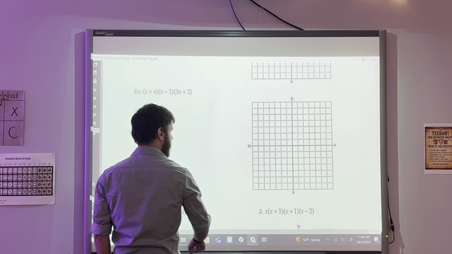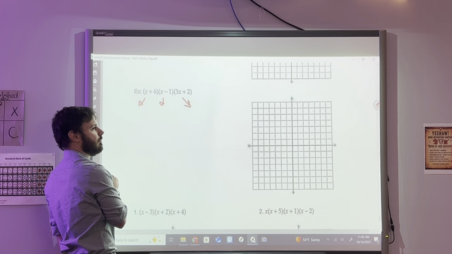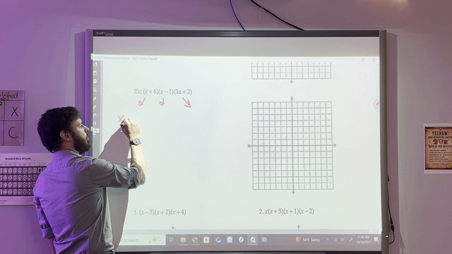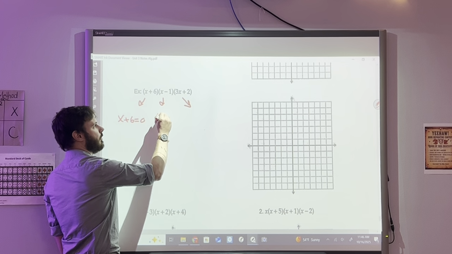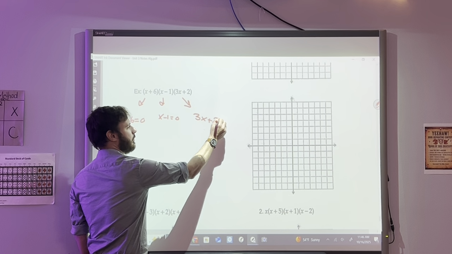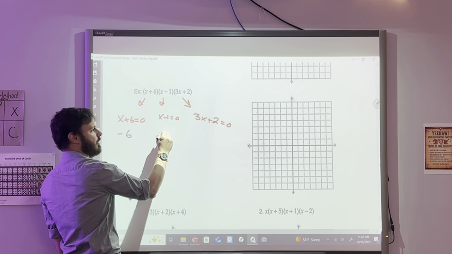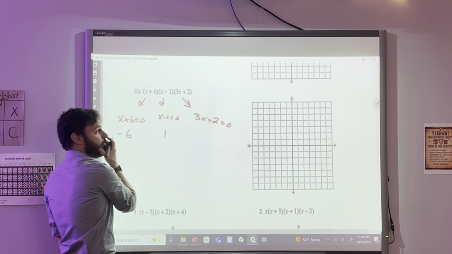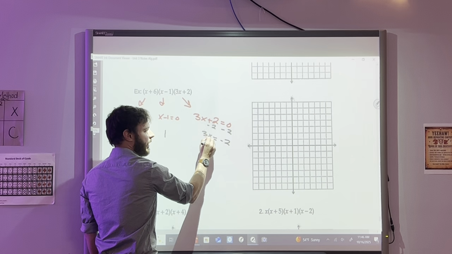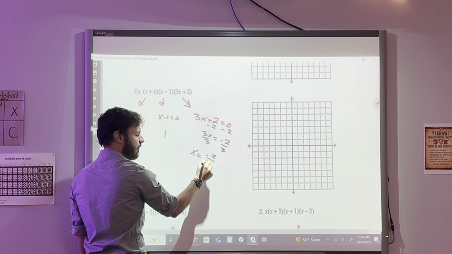Here, I have three things. I'm gonna set these each equal to 0, one at a time. X plus 6 equals 0. X minus 1 equals 0. 3x plus 2 equals 0. Okay, x equals -6, x equals 1, x equals, subtract 2, divide by 3, x equals -2 over 3.